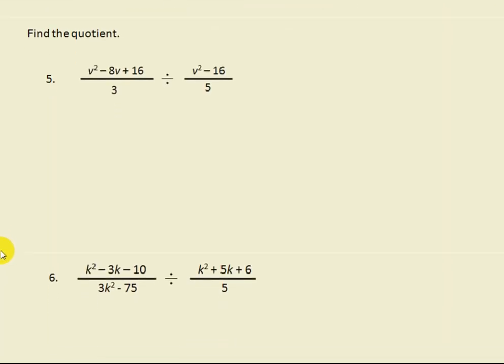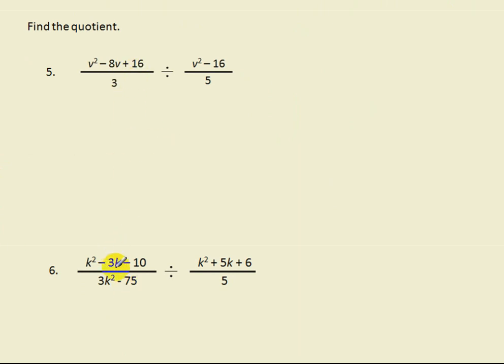Number 5, find the quotient. So now in the next two examples, we're going to be doing division. Remember, the key is to invert this and then multiply. So this is going to be equal to v squared, whoops, that's a squared, minus 8v plus 16 over 3 times, so instead of dividing, we multiply, but by the inverse here, the reciprocal. So 5 over v squared minus 16.